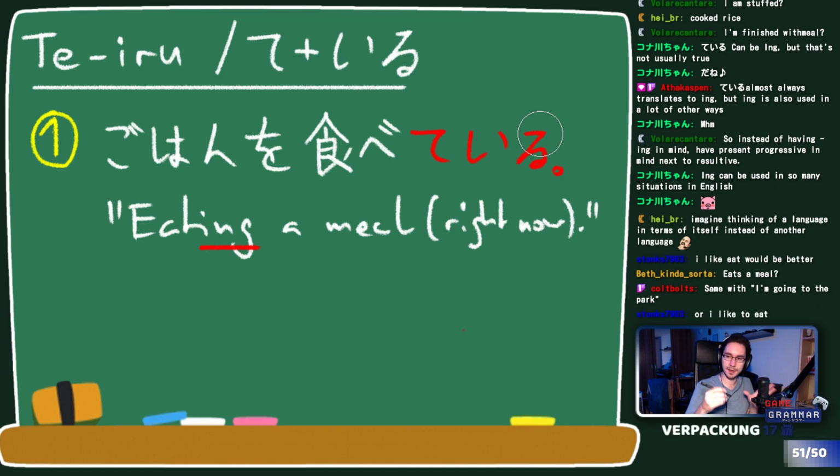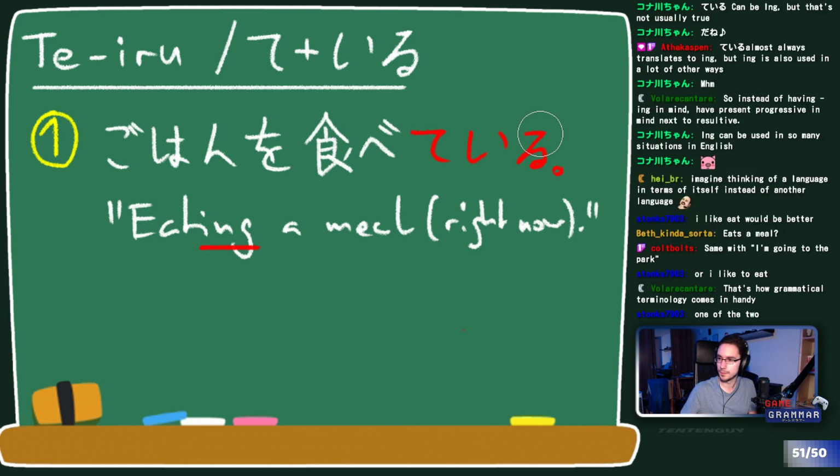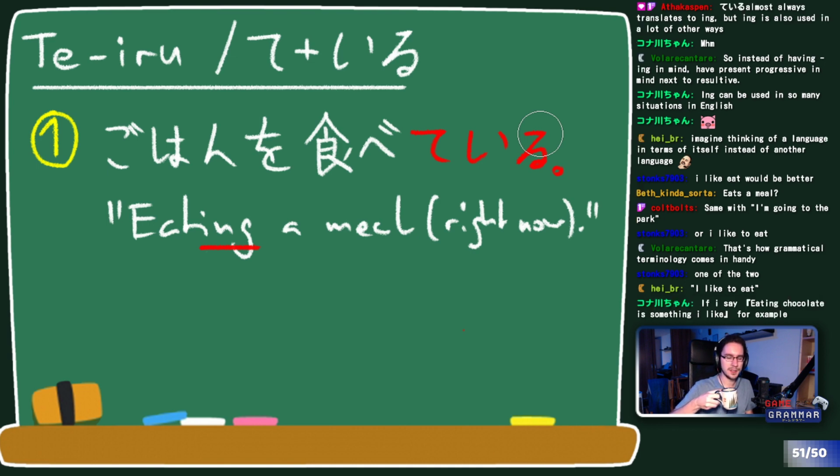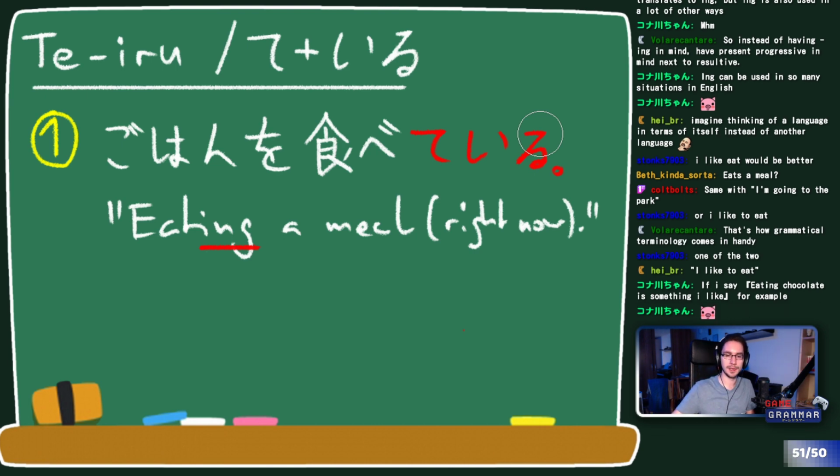So that's an example of the first one, or I like to eat. Well, I like to eat, that would be correct now, because there you're using an infinitive. One of the two. Well, I like eat is definitely wrong though. That's how grammatical terminology works. Yeah, definitely.